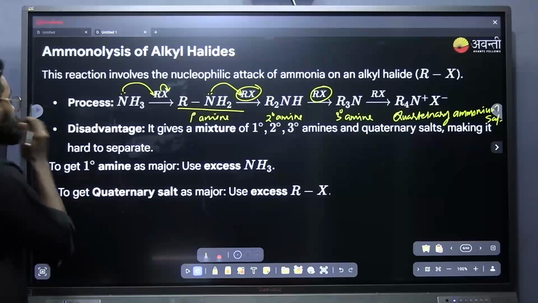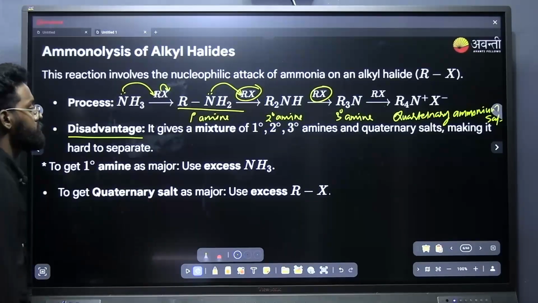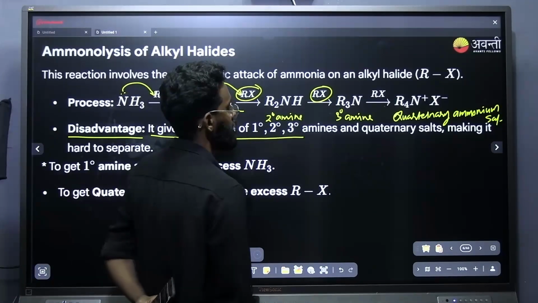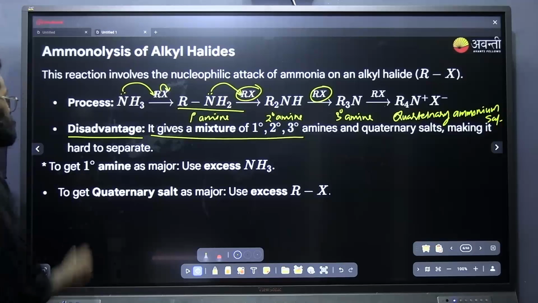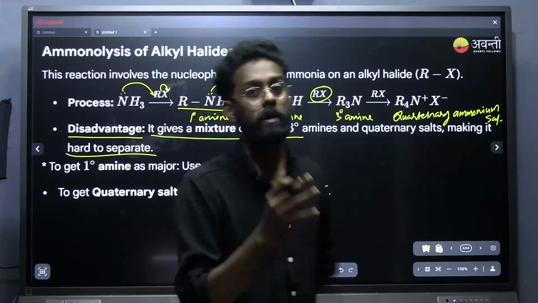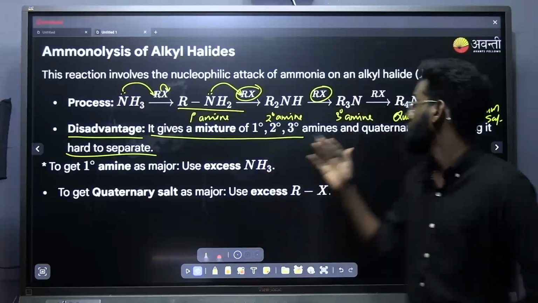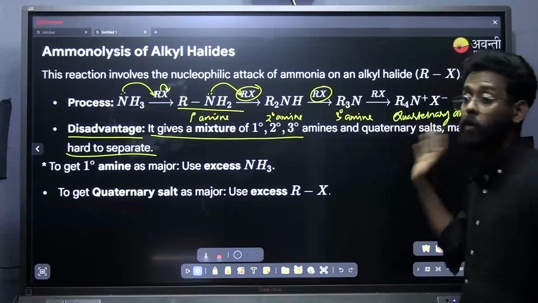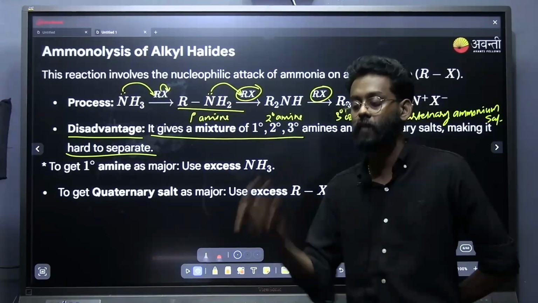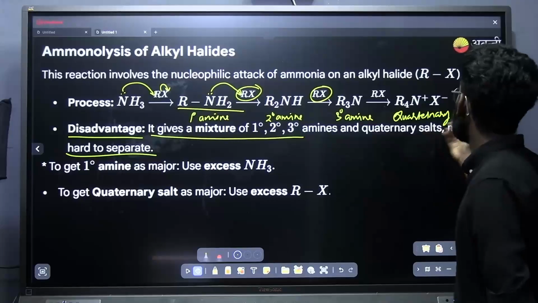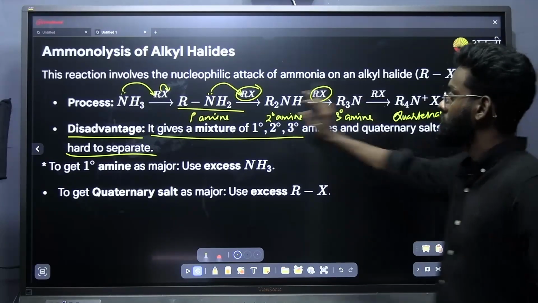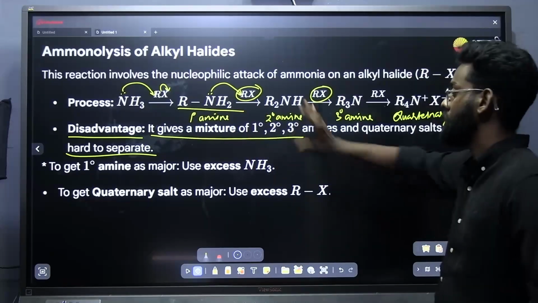Yes. Disadvantages. What are the disadvantages? It gives a mixture of primary, secondary and tertiary amine and quaternary salt, making it hard to separate. That is the disadvantage. The reaction will be continuous till the formation of quaternary ammonium salt. Why? Because we give excess of alkyl halide. As it forms all of these, it is very difficult to separate them individually.